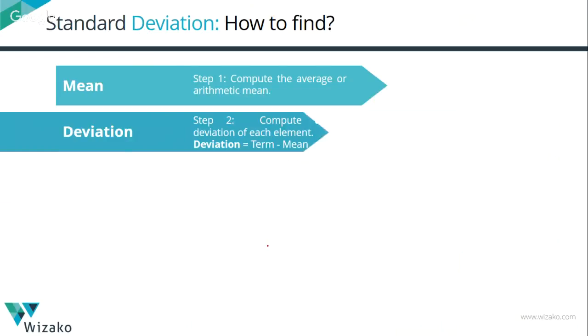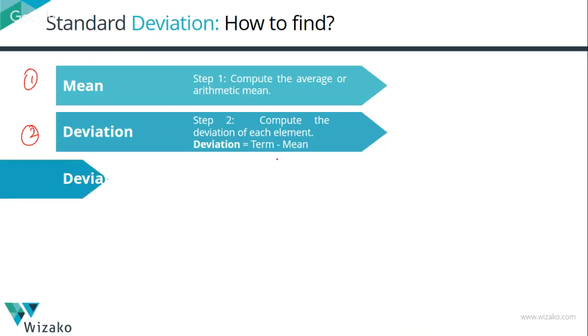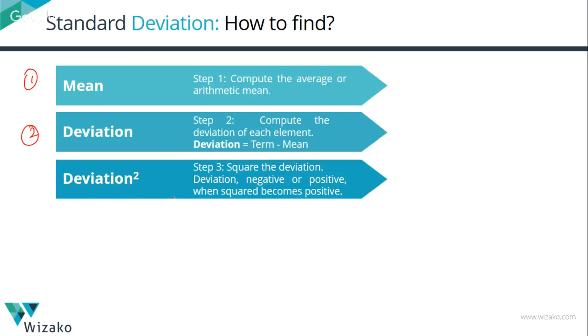Step 2 is computing the deviation. What is deviation? Pick each element in the set and find out how much it is deviating from the mean. So the element minus the mean is going to give you the deviation. This is step 1, computing mean. Step 2, computing deviation. Third step, we're going to be squaring the deviation because some of these deviations will be positive, some will be negative. So we're going to be squaring it to negate the effect of negative numbers. So squaring the deviation is the third step.